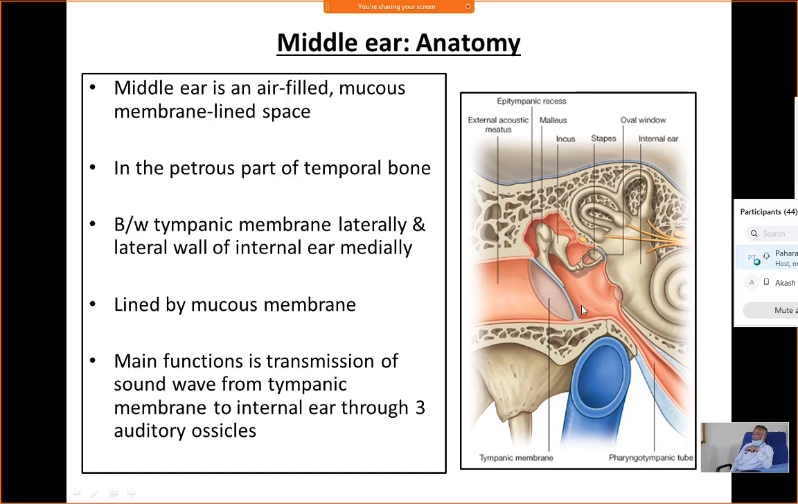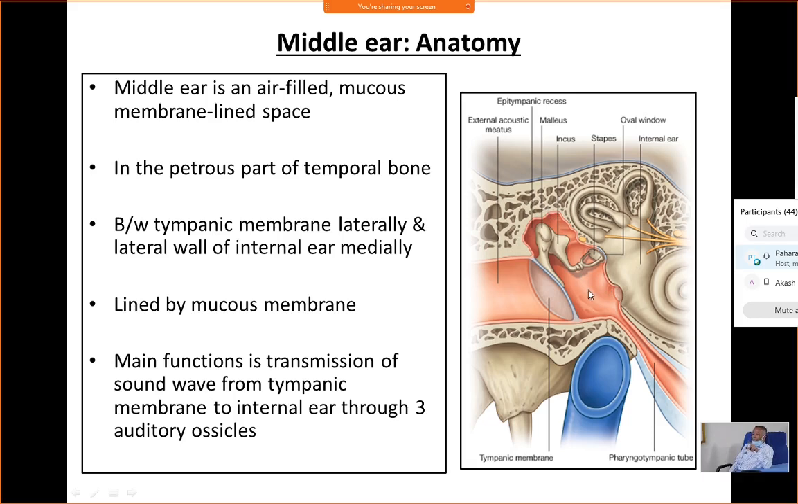Basically it is filled up with air. There is no fluid, only air is there. If fluid is collected, that means there is some inflammatory process in the middle ear. Though it is inside the bone, it is lined by mucous membrane. So it is a mucous membrane lined space containing air. It is situated in the petrous part of the temporal bone.